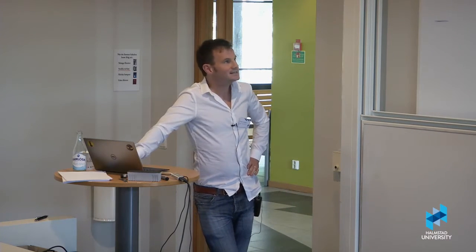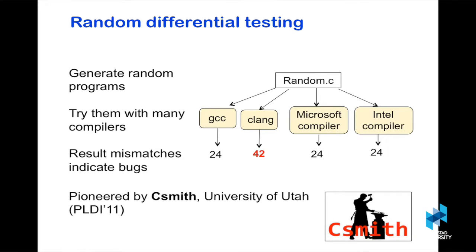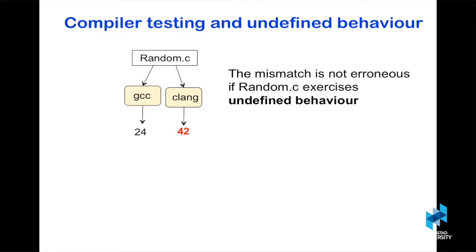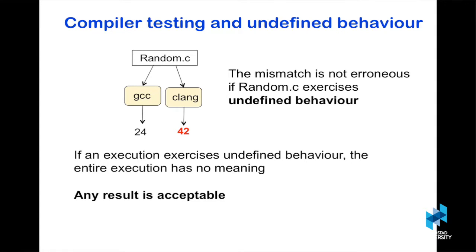So the idea is that result mismatches indicate compiler bugs. This is an old idea, but it was really made practical by a tool called CSmith from the University of Utah, a generator of random C programs that are guaranteed to be free from undefined behavior, making them suitable for testing compilers. As we already discussed, compiler testing is complicated by this undefined behavior problem. If the random program exhibits undefined behaviors, then it's not necessarily indicative of a compiler error that we get different results when we run the compiled binaries, because if a program has undefined behavior, then any result is acceptable.